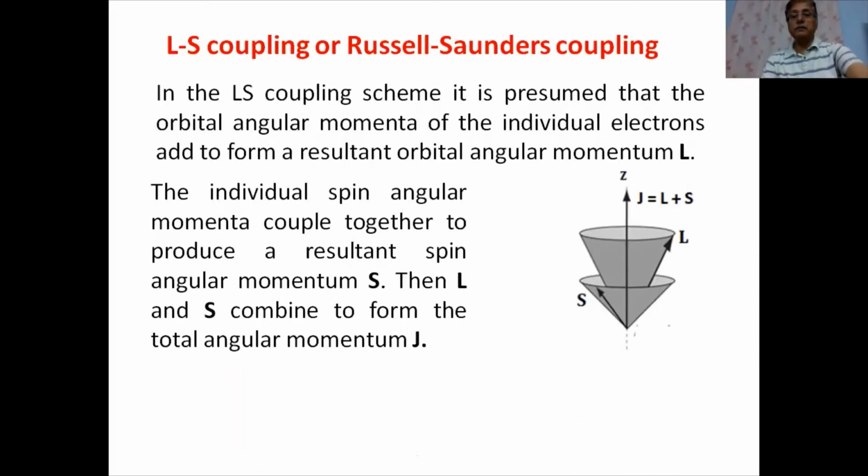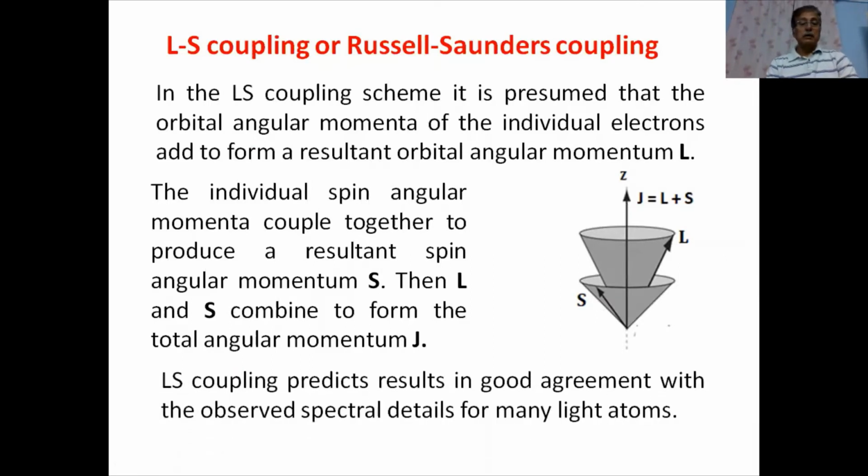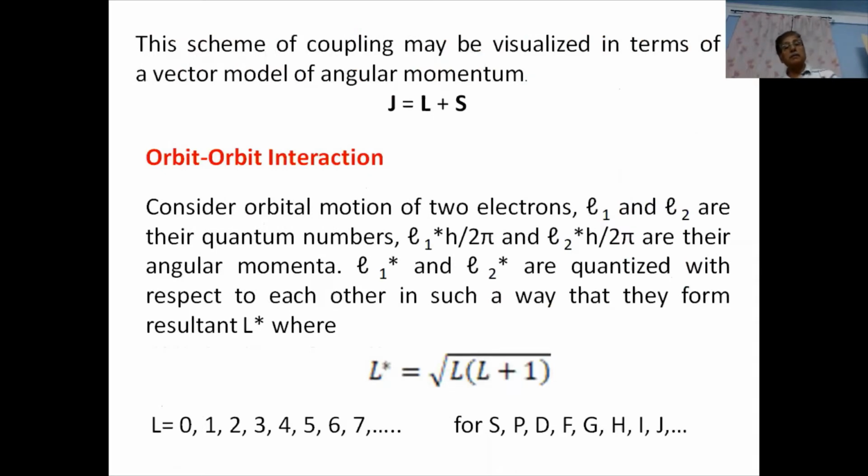And as you can see from the figure, this total spin angular momentum and this total orbital angular momentum are combining to give the resultant J along the z-axis. LS coupling predicts results in good agreement with the observed spectral details for many lighter atoms. The scheme of coupling may be visualized in terms of a vector model of angular momentum, that is J is equal to L plus S in the vector sum.